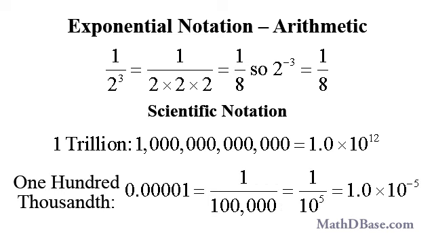Also, the number 100,000th, or 0.00001, which is equal to 1 over 100,000, or 1 over 10 to the 5th, is 1.0 times 10 to the negative 5 in scientific notation. In this case, the negative exponent tells you how many decimal places to move to the left of 1.